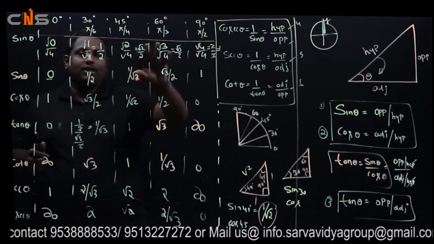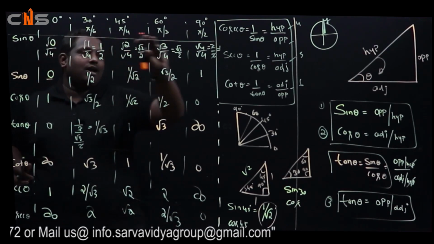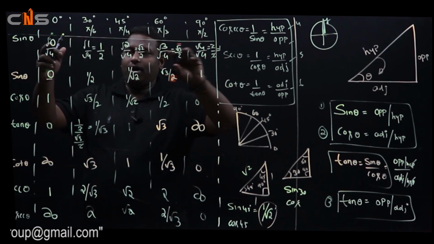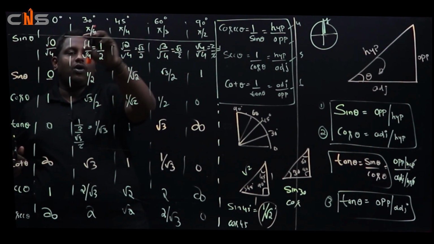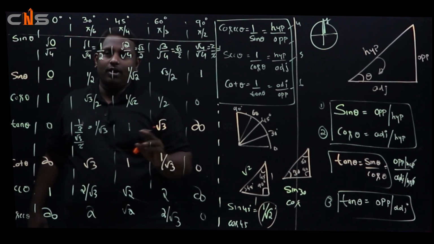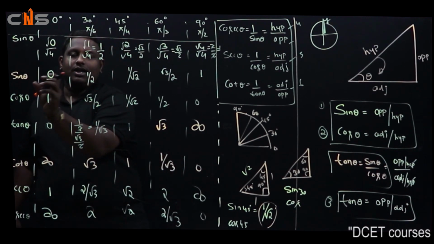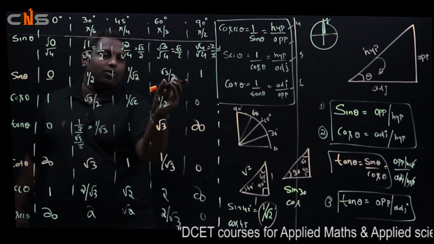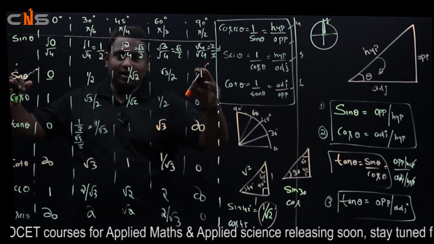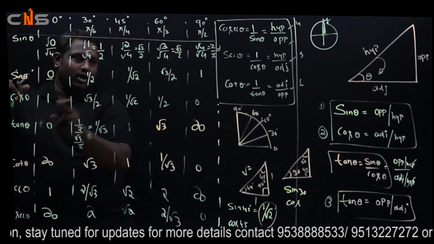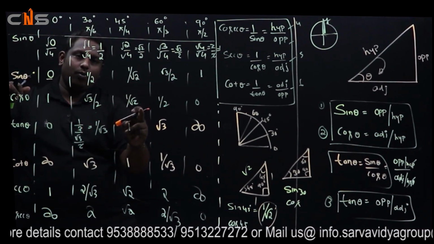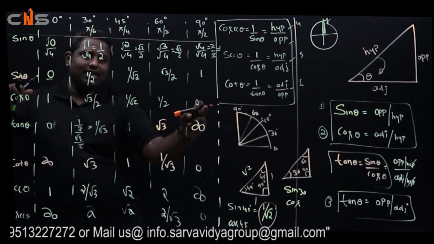So what we did first, to remember this, we started with 0 up to 4, then divided by 4, taking roots for both numerator and denominator. We have derived this one, 0, 1 by 2, 1 by root 2, root 3 by 2 and 1. From this, how to write cos theta? Reverse order of sin theta: 1, root 3 by 2, 1 by root 2, half and 0.